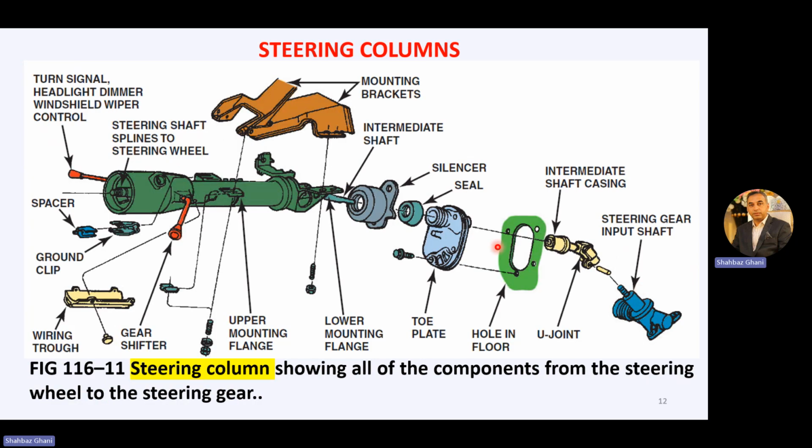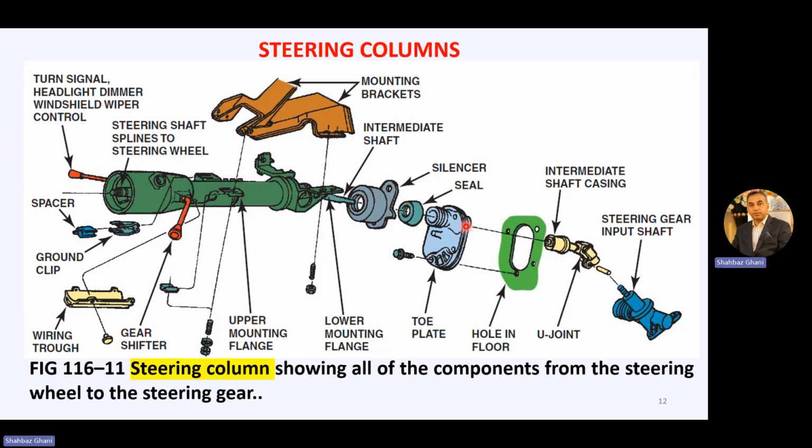So let's see further elaboration of this. We have a steering wheel here on this side. Then we have the turn signal, headlight dimmer, and windshield wiper control mechanism here. And this is your gear shift lever, or otherwise we have some other functions with this lever. Then we have the spacer, the wiring through, then the steering shaft splines to the steering wheel here. This is the mounting bracket of the steering shaft, the upper mounting flange.